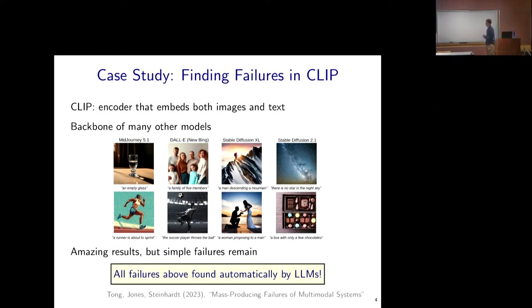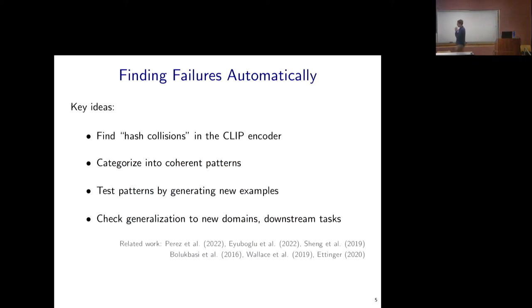And the plot twist, actually, in this case, is that all of the failures I showed you here were found automatically by a large language model. I didn't come up with these myself. I just ran some code that my students, Eric Jones and Peter Tong, wrote and handed it the model, and it chugs along for a while, and then it outputs this and many other things. So I'm going to tell you how we can design a system that automatically finds all of these failures for us. There are a few key ideas.